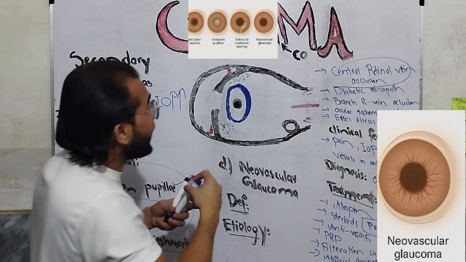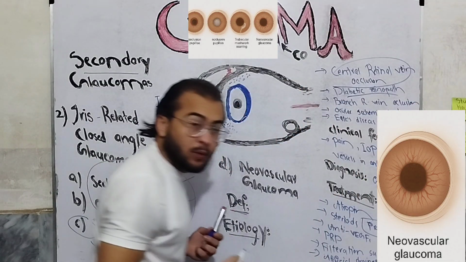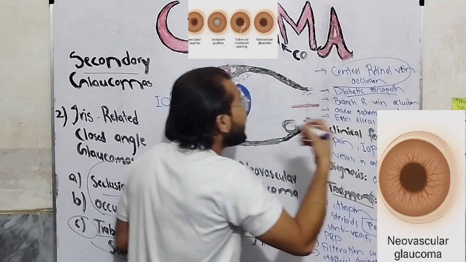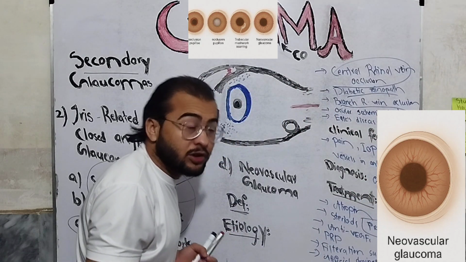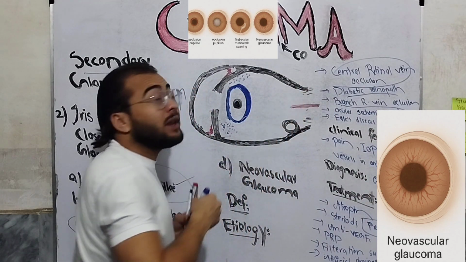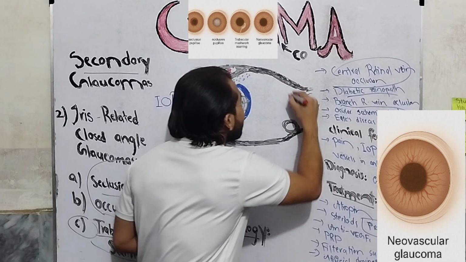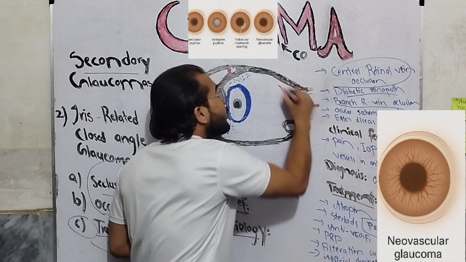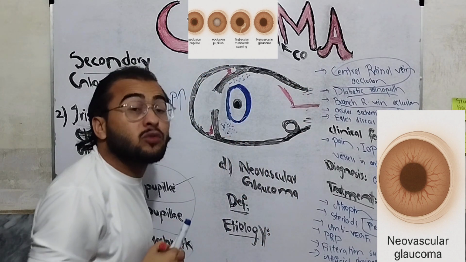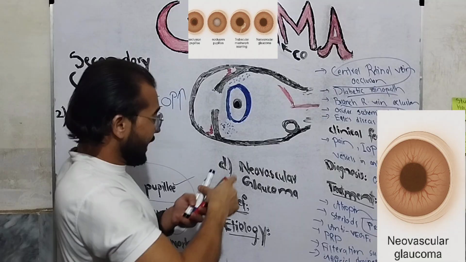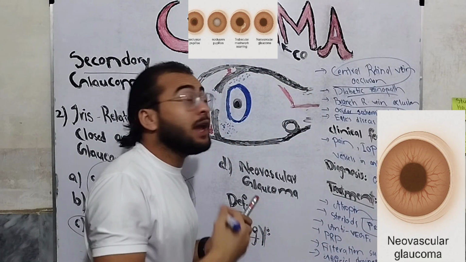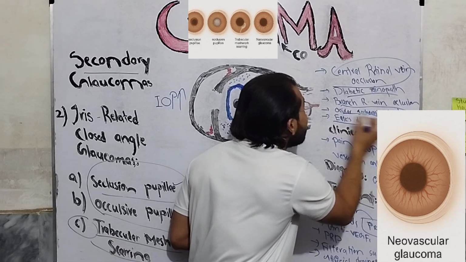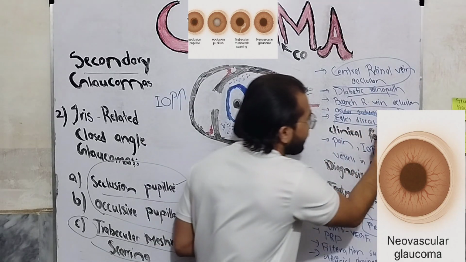This is followed by diabetic retinopathy, and we can have new vascular membranes due to branch retinal vein occlusion. The branch retinal vein can be occluded, which can also induce new vascular membranes. We can also have ocular ischemic syndrome, Eales disease and tumors.